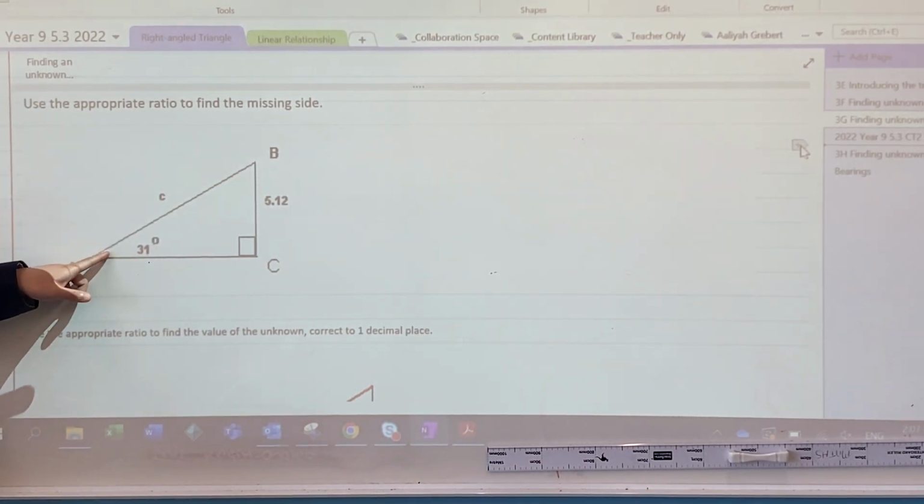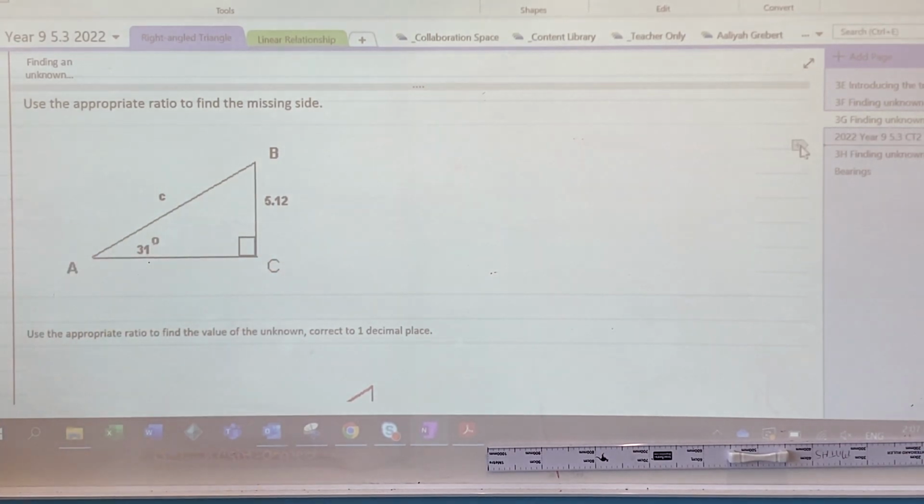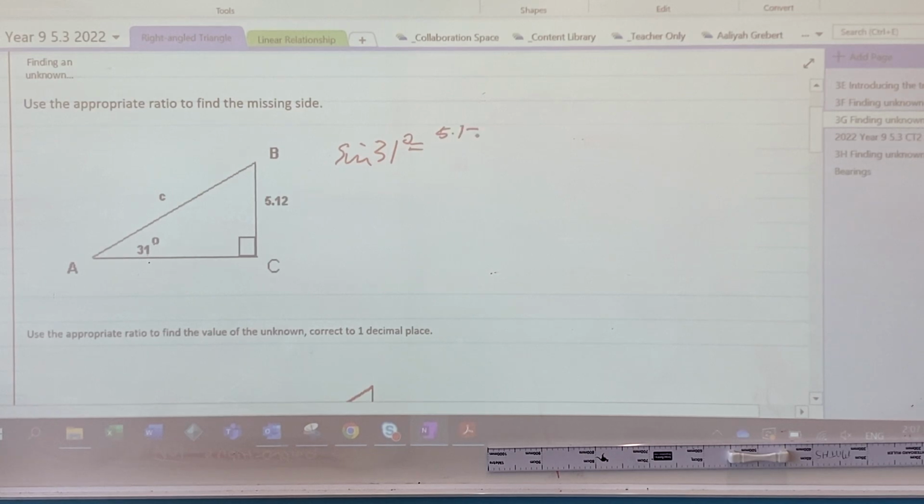Let's have a look. The angle is here. What's this one called? Opposite. And hypotenuse. So we're going to say sine 31 is opposite over hypotenuse. Now once again, the unknown is in the denominator. Therefore, what do we do? Times or divide? Divide. But don't you have to swap? Oh no, because x is the denominator.